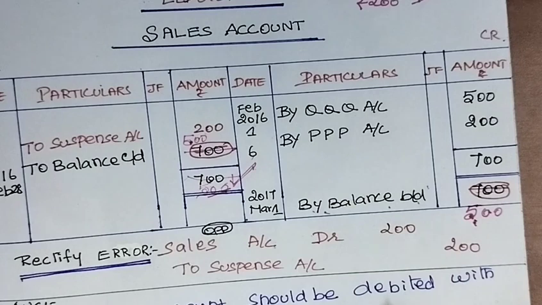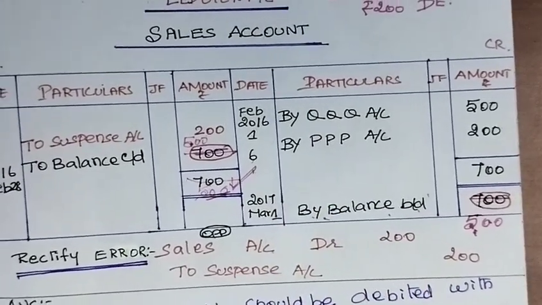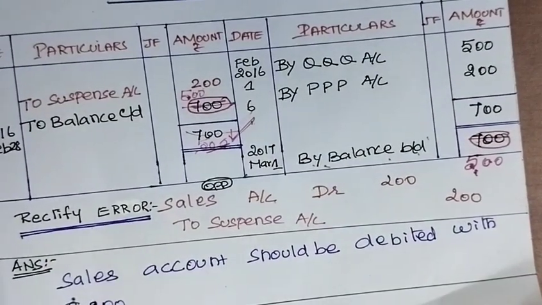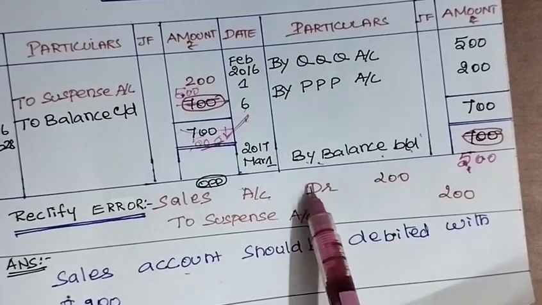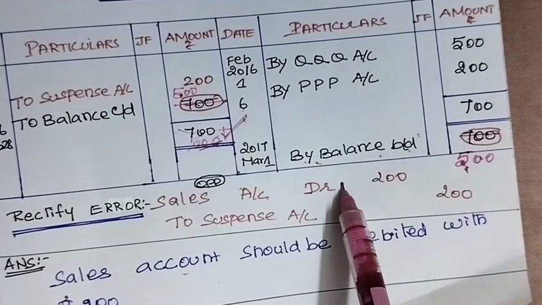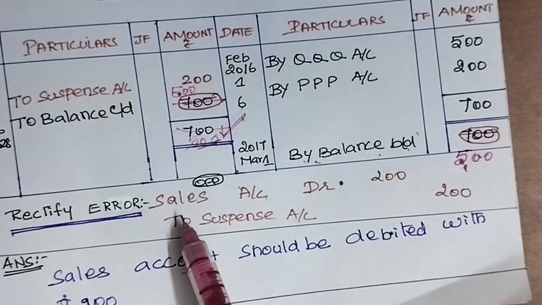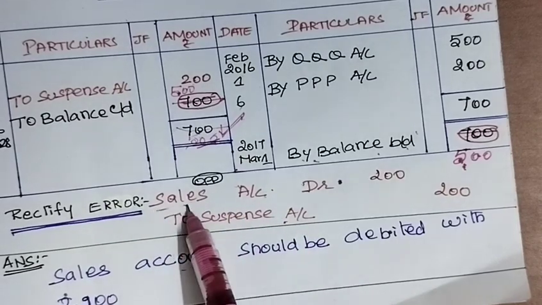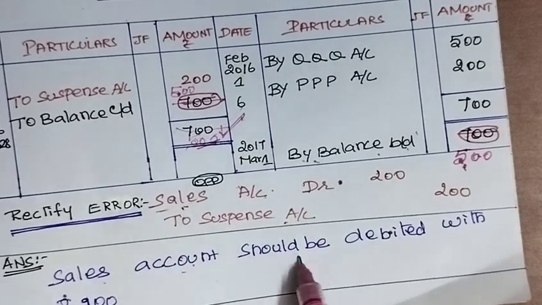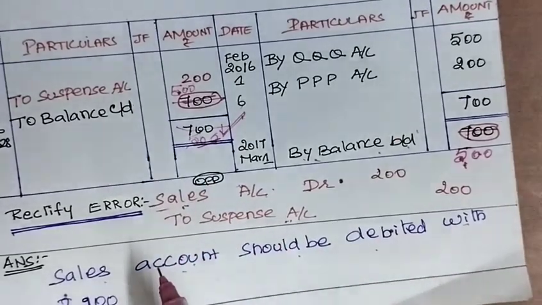So what is the answer? Listen, the sales account should be debited. Whenever you see over cost, you should use the opposite journal entry. So sales account debtor to suspense account. Where does the sales account show? On the debit side. So the sales account should be debited with 200. Now this error is rectified.